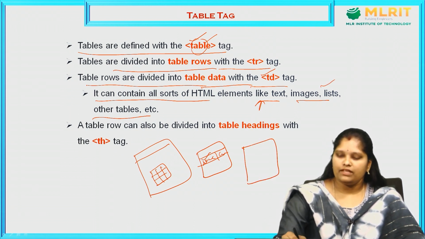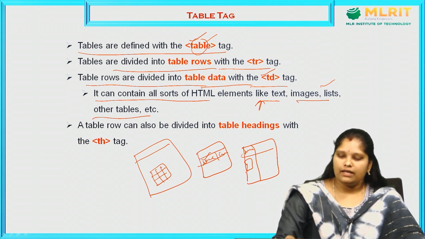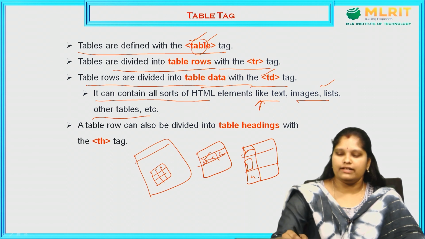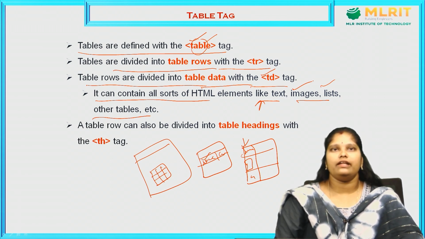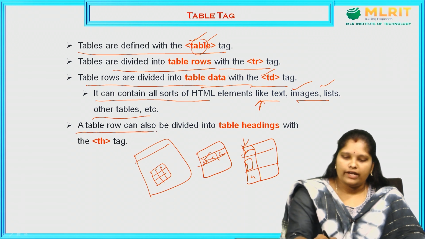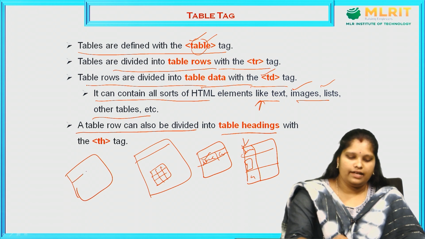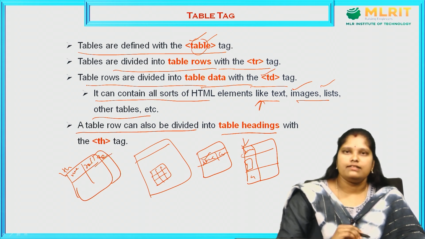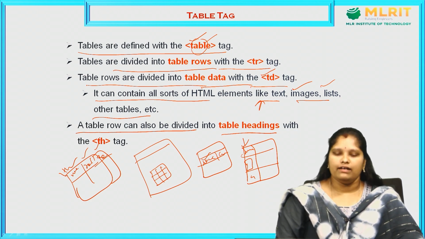For example, my heading is picture, some picture, right? You want to insert the pictures in this row also, right? In this column also, right? So, it includes images, list and other tables also, nested tables, tables within the tables also, right? A table row can also be divided into table headings, right? Like this, tr, first th tag, right? Table heading, name, roll number, section, right? This is the table headings. These all are defined by using the th tag, right?